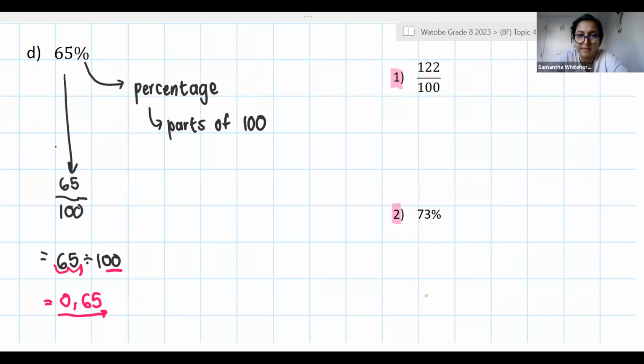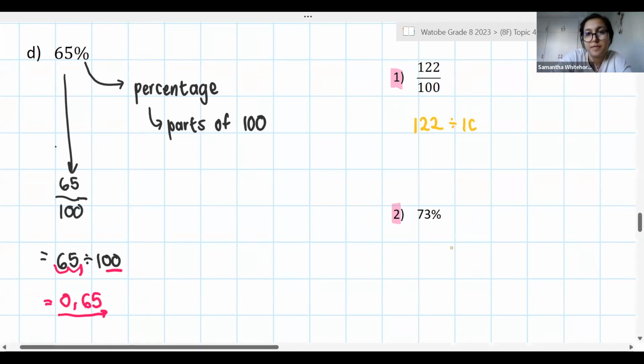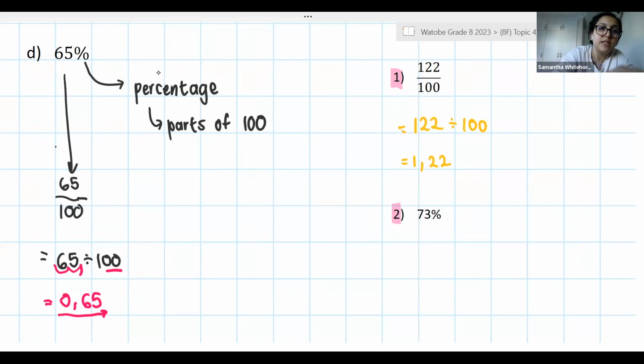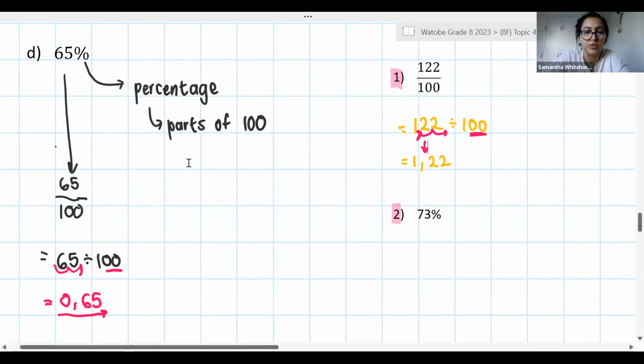Number 1, we say 122 divided by 100. The answer is 1,22. Perfect. 1,22. The reason it's 1,22, 2 zeros, take your comma and move it 1, 2 back. And so we get 1,22.